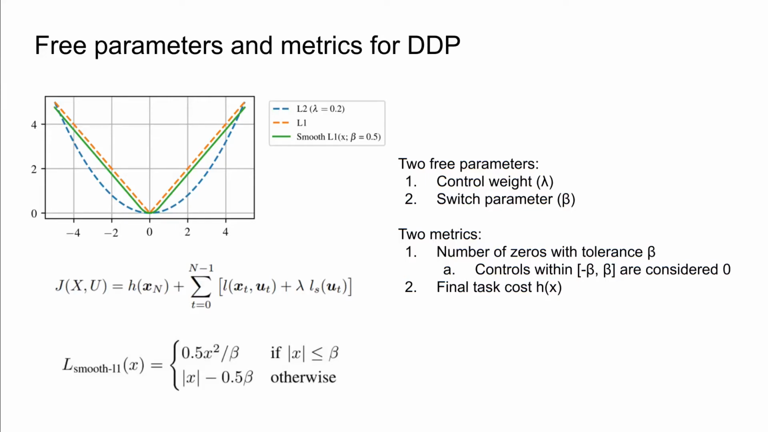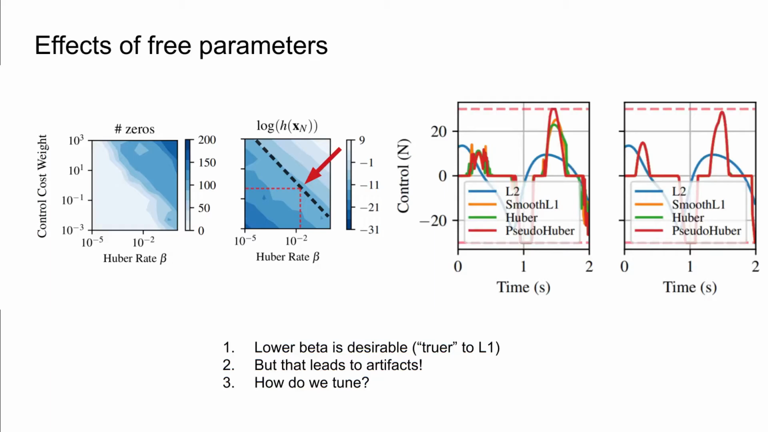We would like to measure the effect of those parameters on 2 metrics, namely the number of zeros, whereas a control is considered 0 if it's within the range minus beta to beta, where the switch is, and the final task cost h, which tells us how well we've solved the motion planning problem. Here we plot the number of zeros and final task cost on the corpo example.